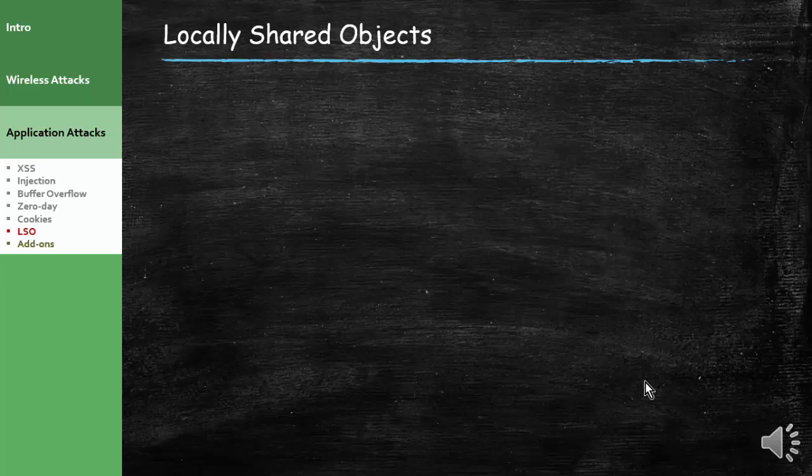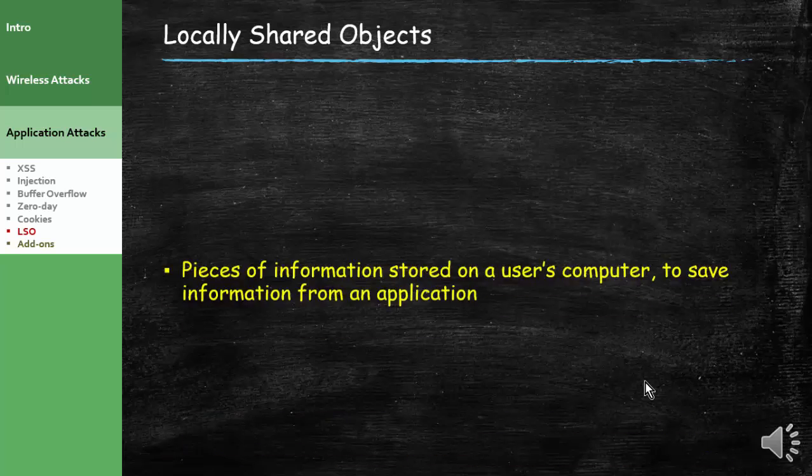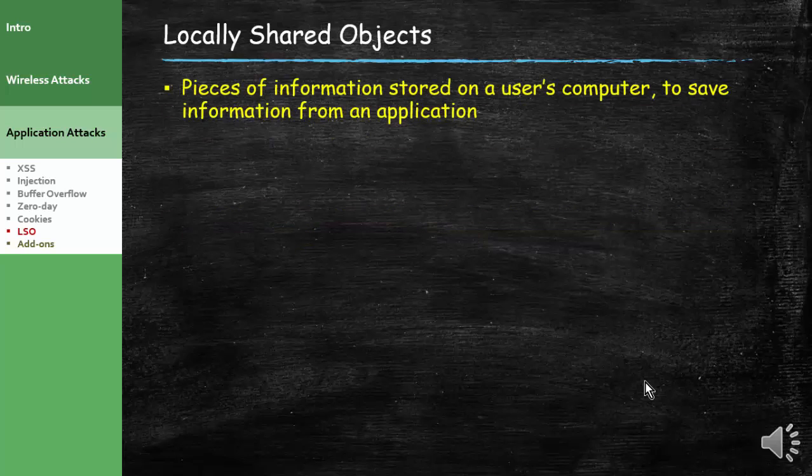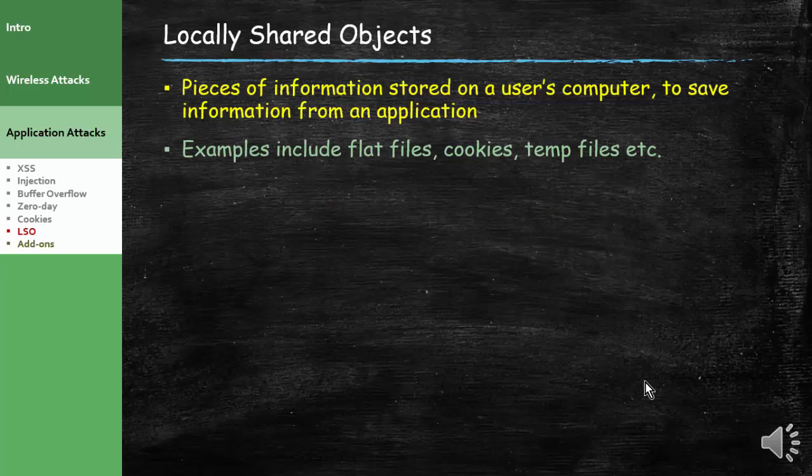Another thing we talk about is locally shared objects. Very similar to cookies, but locally shared objects are more broad than cookies. It's a little more vague, right? Basically your book says they're pieces of information that are stored on a user's computer to save information from an application. So it's the same idea of somehow getting state in a stateless environment. And they do this by writing flat files. Cookies themselves are examples of locally shared objects, temporary files, database files, an MDB file or something like that.